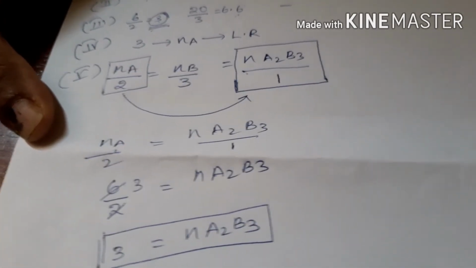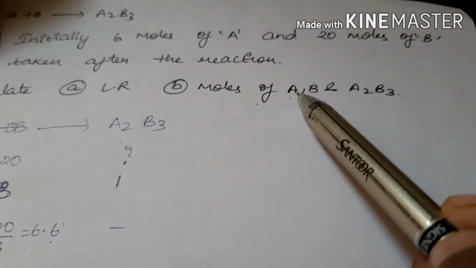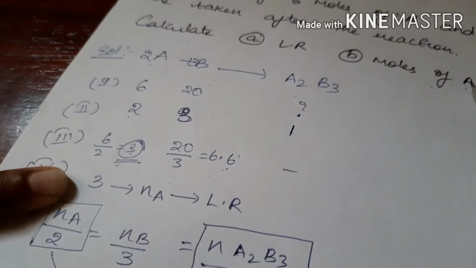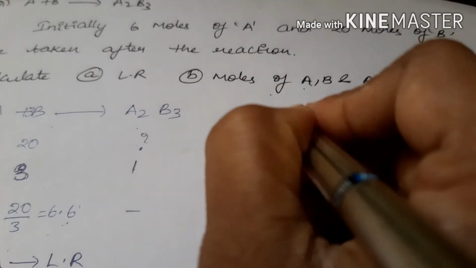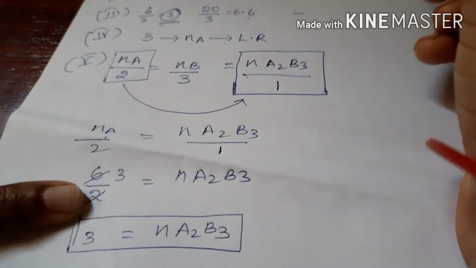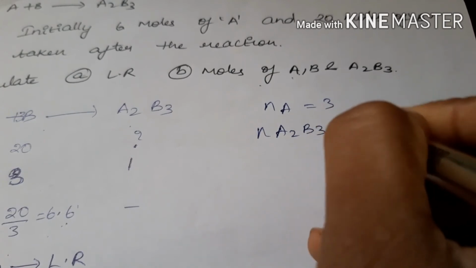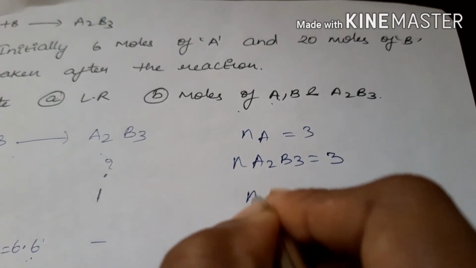Next, then we will get the second. First one is the limiting reagent. We know the number of moles of A is the limiting reagent, so here Na is nothing but 3. This is the limiting reagent. Whole A is consumed. That means Na is 3. Here, as we got from this, Na2B3 is 3 only. Next, we have to see Nb.